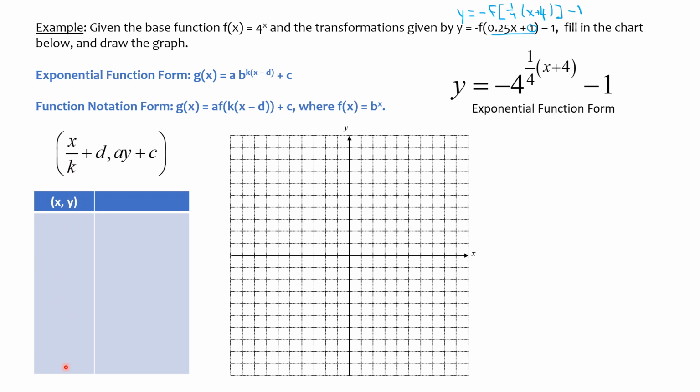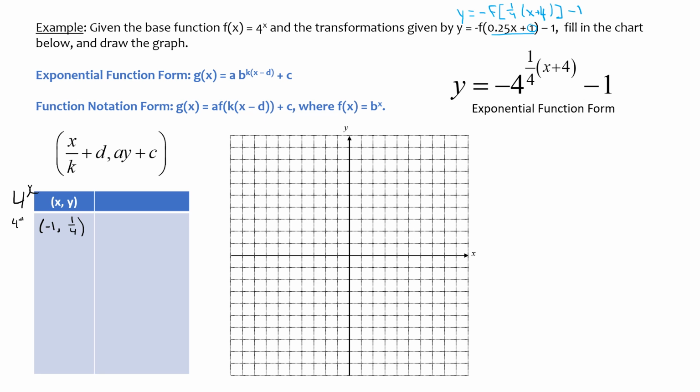So we start in this column here with coordinates from our parent function. That's in the first column. So our parent function is 4 to the power of x. In this column, I want coordinates from my parent function. So let's start with a -1. What is 4 to the power of -1? That's going to be 1/4. So that's a coordinate on my parent function.